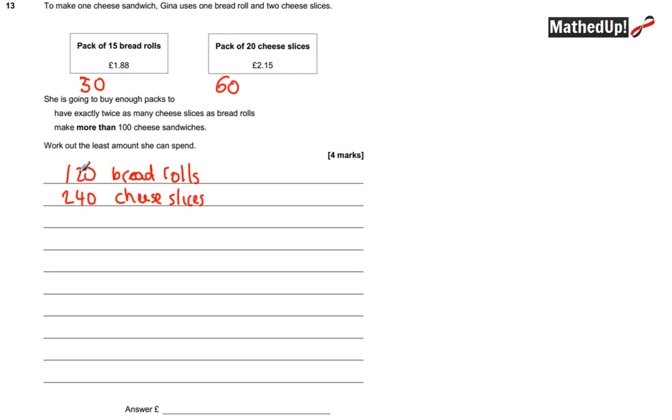Okay, so 120 bread rolls, well, that's going to be 8 packs of 15. So we're going to have 8 packs. And then for the 240 cheese slices, that's going to be 12 packs of cheese slices. Okay, so that's bread rolls, and that's going to be cheese slices.